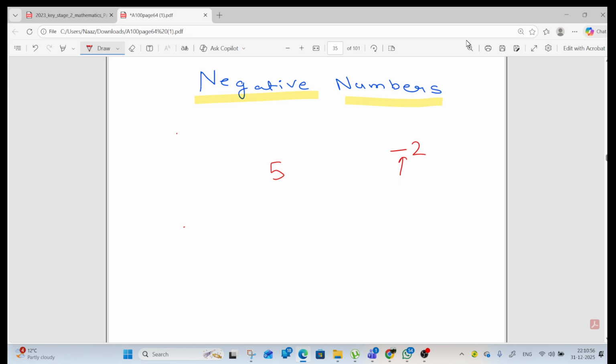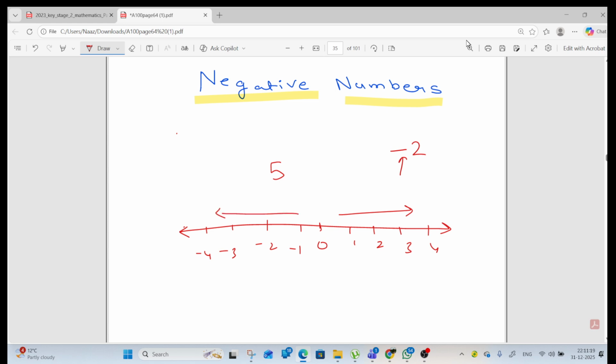So on a number line, if I draw a number line like this, 0 is there, and on the right side of 0 we represent positive numbers like 1, 2, 3, 4, and on the left side we write negative numbers like negative 1, negative 2, negative 3, negative 4, right? So this side we have positive numbers, and as we go towards the right, the number increases. As we go towards the left, the number decreases, because in negative numbers, the bigger a number, the smaller it is. Like negative 4 is smaller than negative 3, right? This is only for negative numbers.